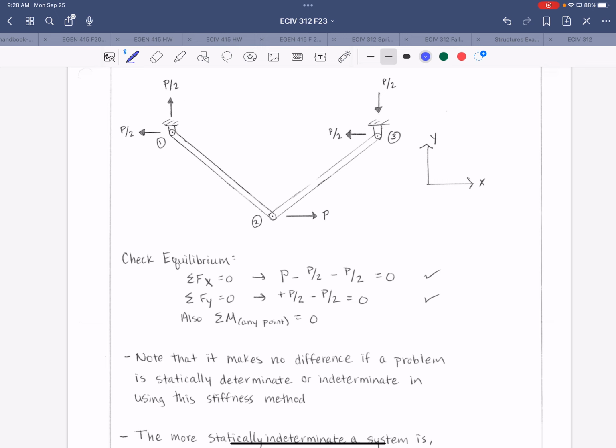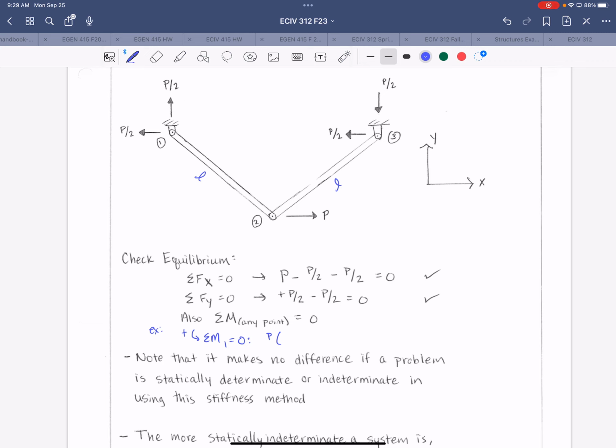So we can do that by saying, all right, we've got our applied load P at node 2 times the moment arm to node 1. Well, what do we know about geometry? We know that 2 elements have the same length, right?